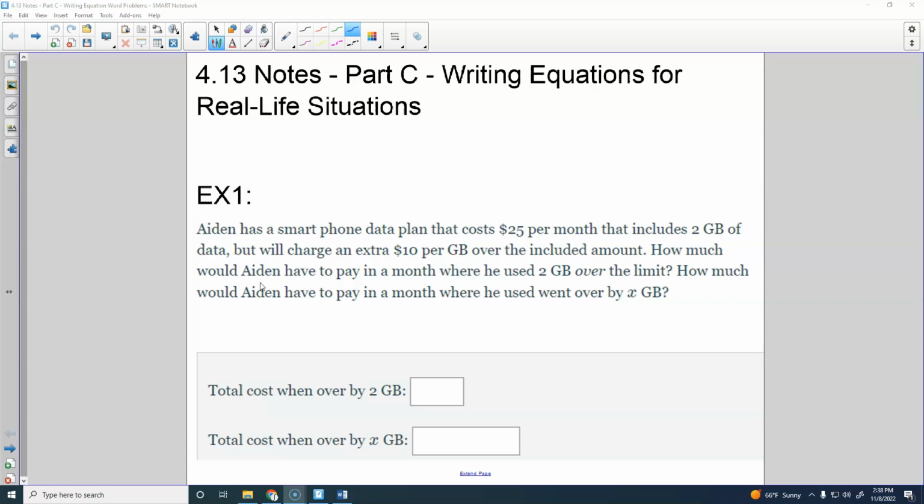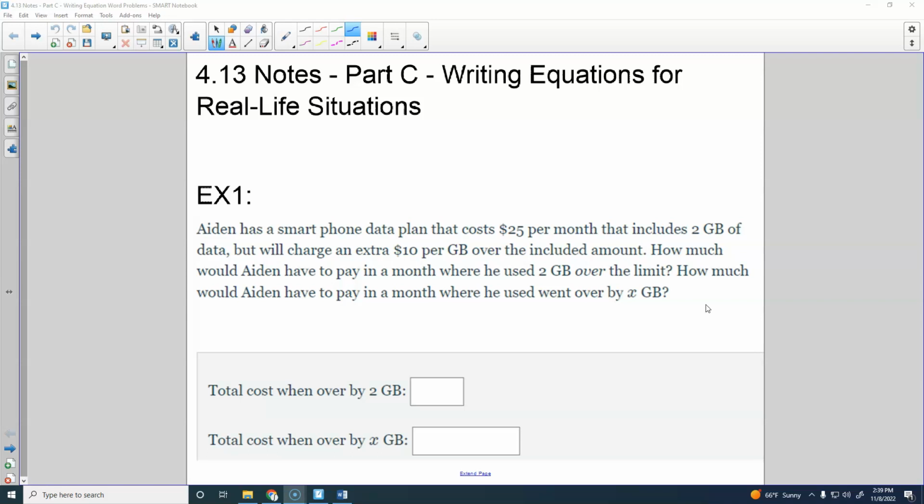How much would Aiden have to pay in a month where he used, I think that should say where he went over by x gigabytes there. I think it was worded incorrectly. So these questions are going to ask you 2 questions.